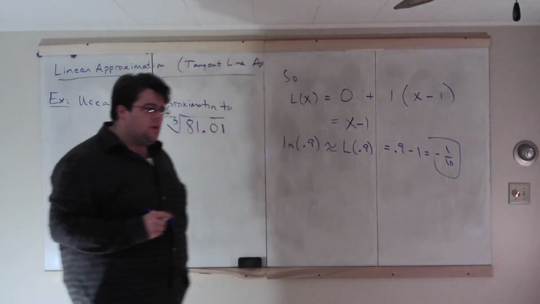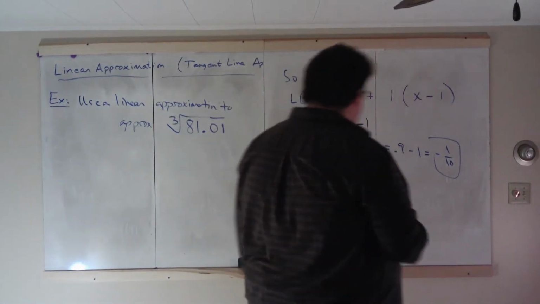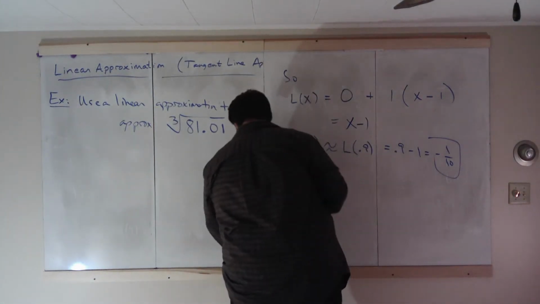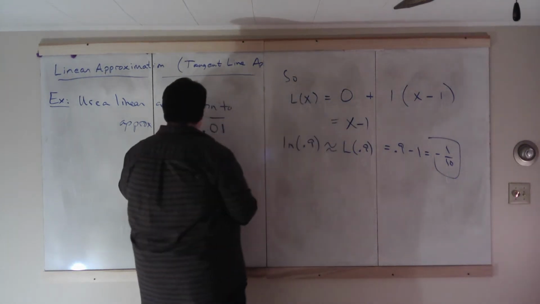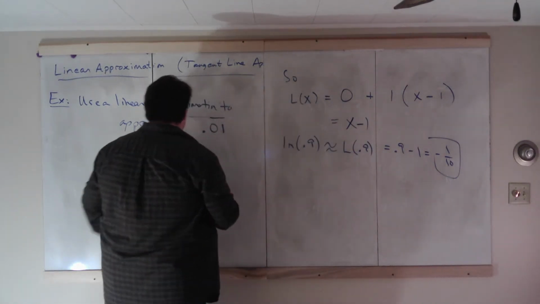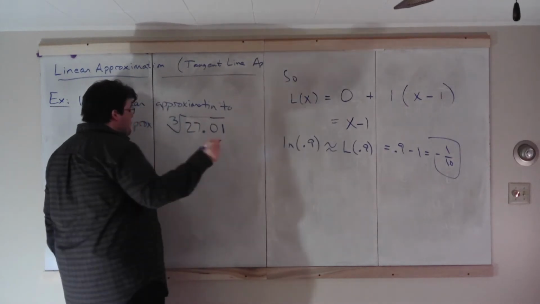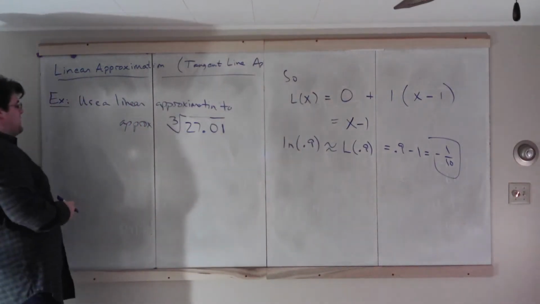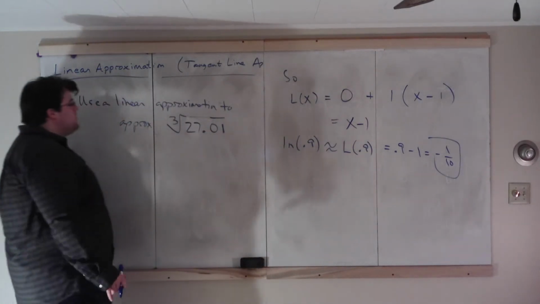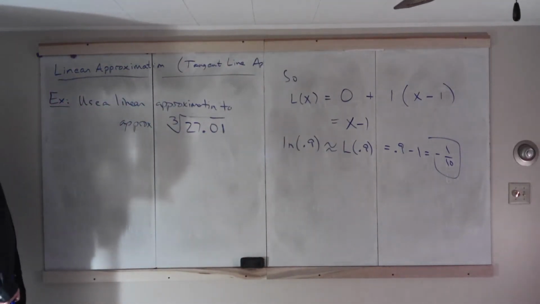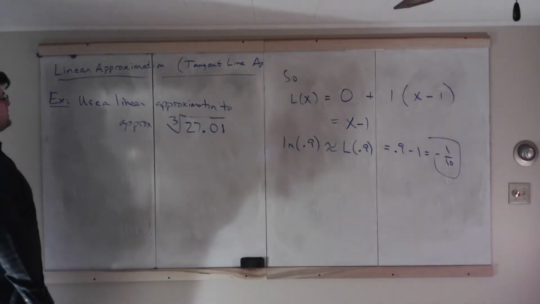No, did I say 81? Oh, jeez. I was thinking of the fourth root. I think in the worksheet you're going to have the fourth root of 81. I was looking at the decimal instead of the number when I looked over at my notes. 27.01, sorry about that. Use a linear approximation to approximate the cube root of 27.01.